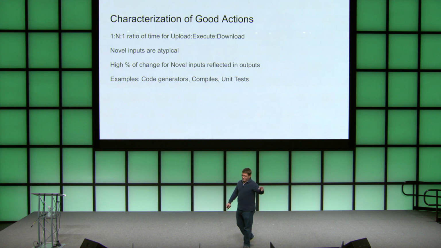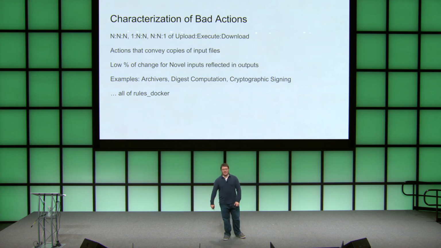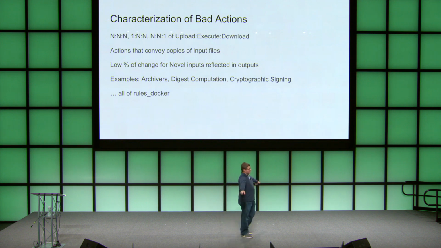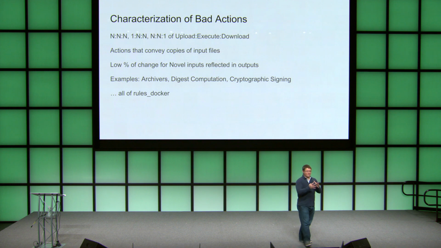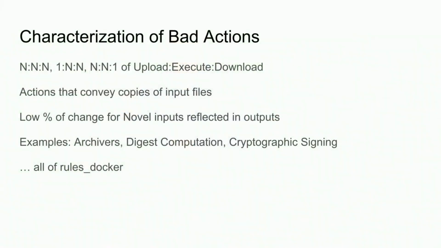And the examples in this case are code generators, compilers, unit tests, anybody who runs succinctly and benefits from remote execution. So what's a characterization of a bad action? Now that we know that if we change a whole bunch of inputs, we want to reflect that change in large swaths of the output set, we end up with a couple of different ratios, and we can just sort of permeate what we had before.